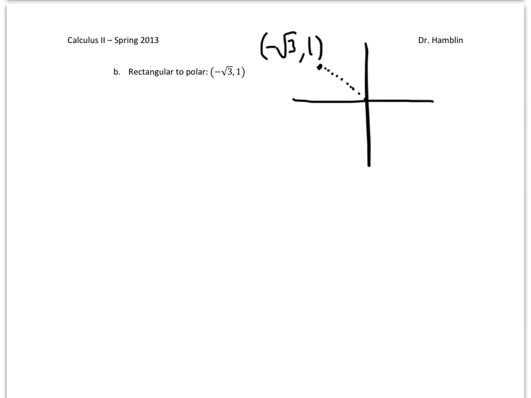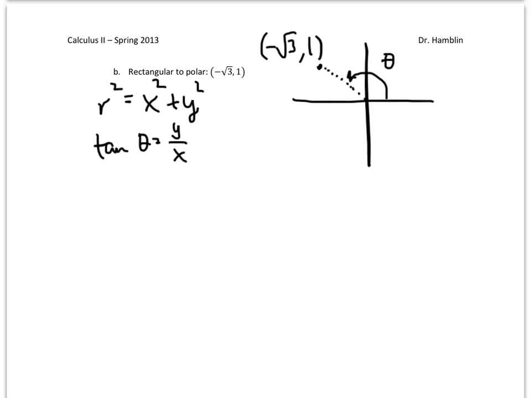So one of the things I'm going to have to figure out is that angle theta. And the other thing I'm going to have to figure out is my distance r. So what we know is that our relationship is that r squared equals x squared plus y squared, and that the tangent of this angle theta is going to equal y over x.